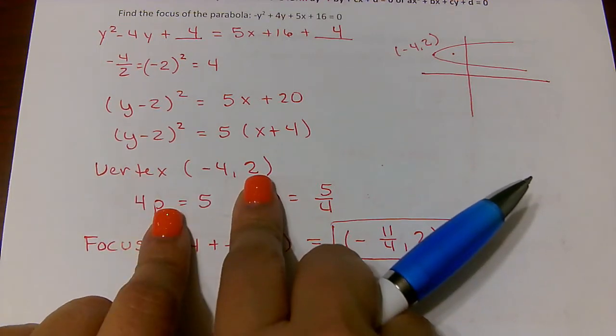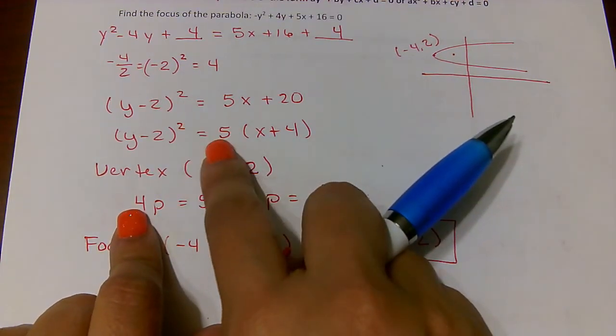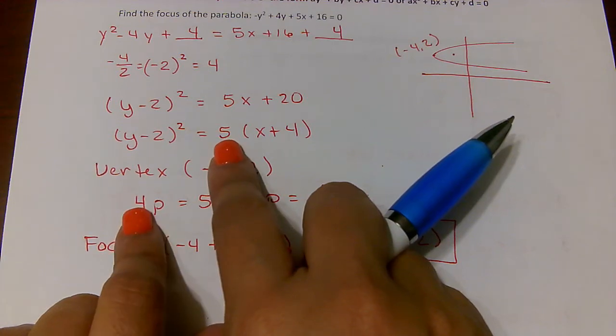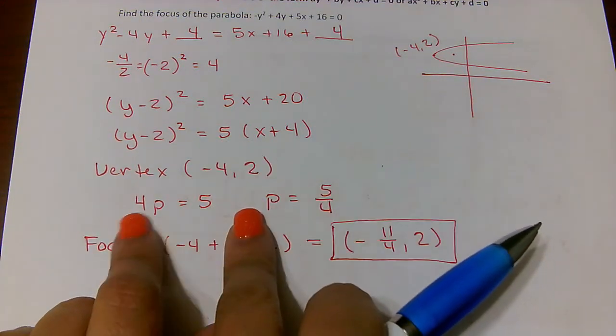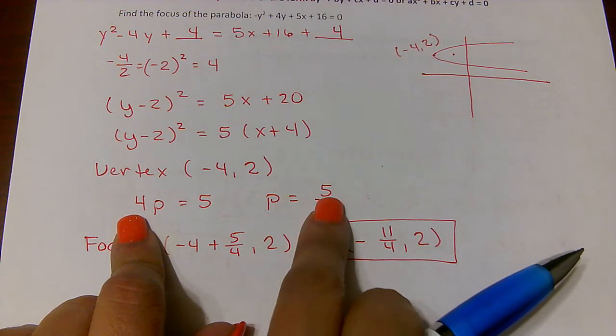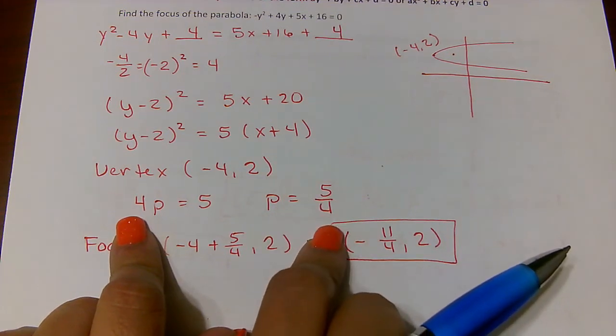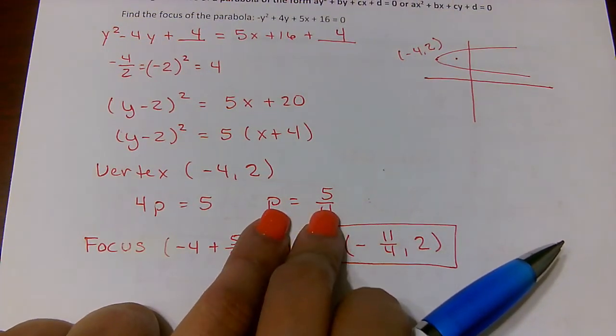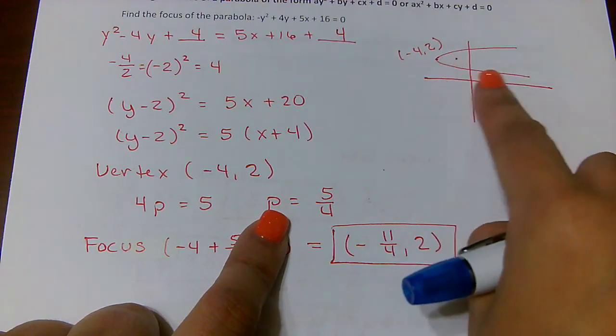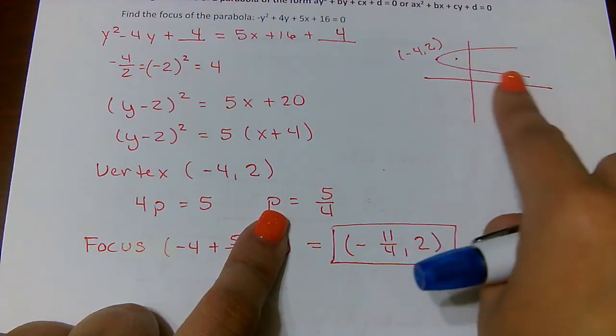In order to solve for our p, remember we'll be using this number here. So 4p is equal to 5. Divide by 4, and you get p is equal to 5 over 4. Because our p is positive, we're going to be opening up to the right.